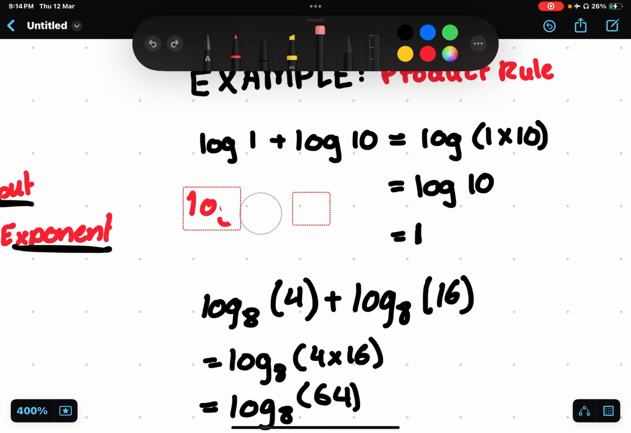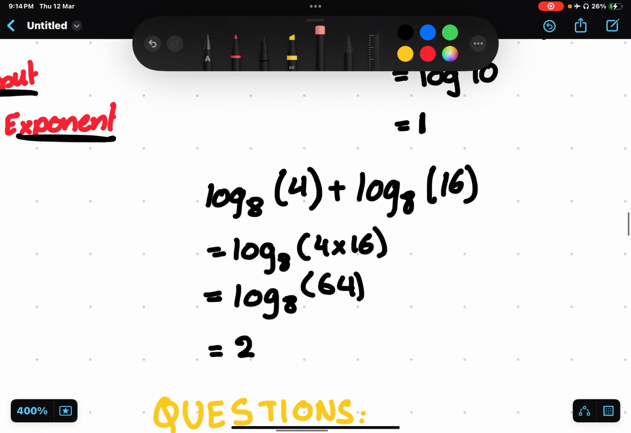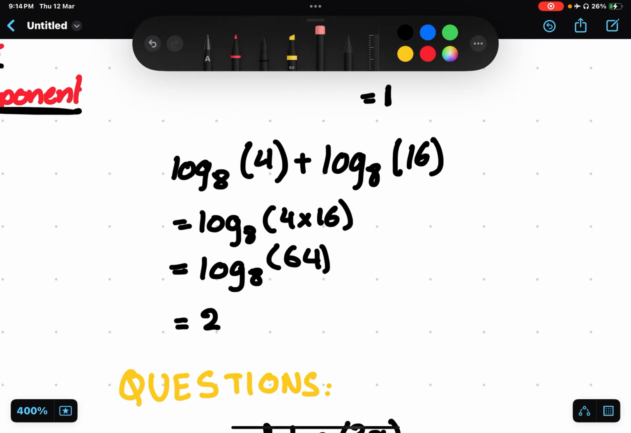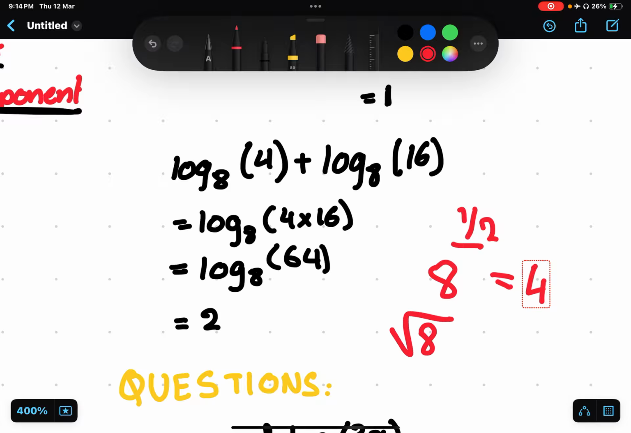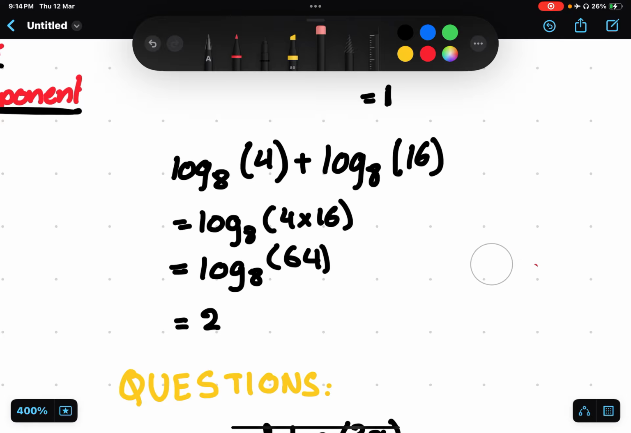But this one, what would be 8 to the power of what is equal to 4? Well, it's not a half, by the way, because root 8 is not a perfect square, so that won't work. That's not what it is. So 8 to the power of what is equal to 4? That is going to be hard to do in your mind. You need a calculator for that.